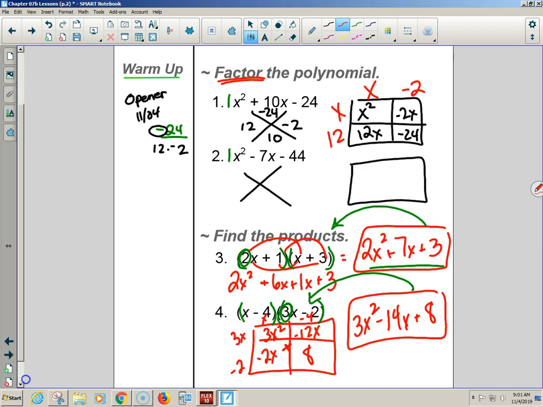Your final factors for number 1 are right here. The final factors were x minus 2 and x plus 12. X minus 2 and x plus 12.